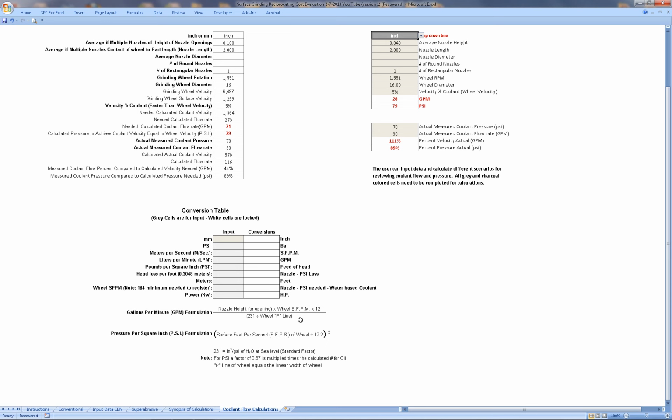What does that mean? Well, 231 is the cubic inches per gallon of water at sea level. That's a standard factor that's used. For P line, that equals a linear width, or the contact of the wheel to work that the nozzle should be reflecting. What is that length? And then for PSI, we use a factor of 0.87 as a multiplier when we're calculating a number for oil over water soluble.